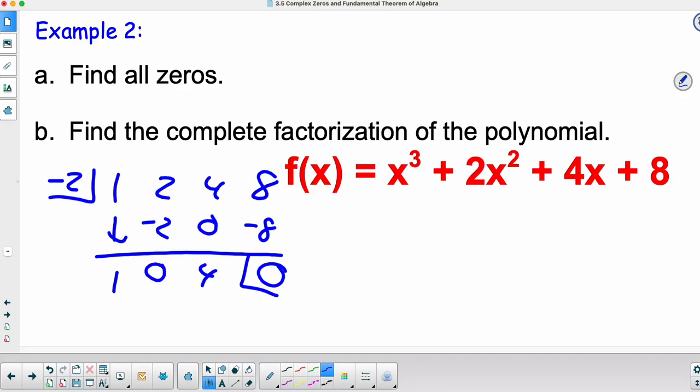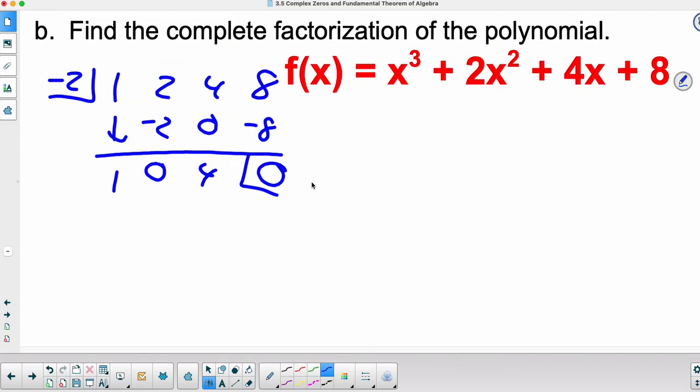What's that mean algebraically? If I take it out, what's left over? I'll write it as x plus 2, but what's left over is x squared plus 4. Can I factor this quadratic? This is a sum of squares. Can I factor a sum of squares? No, they don't factor at all.